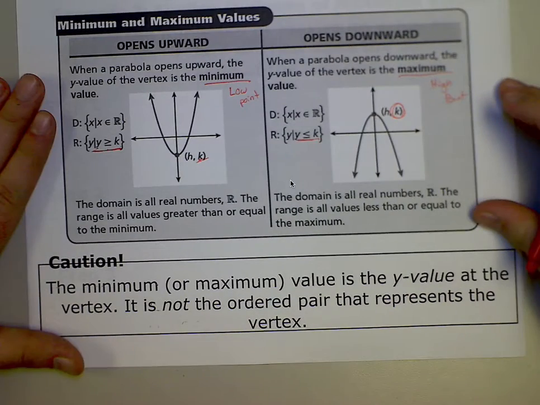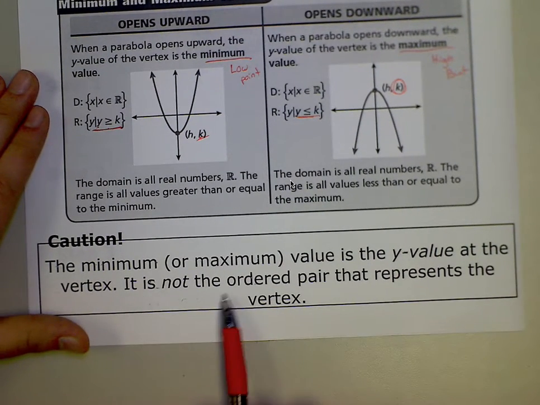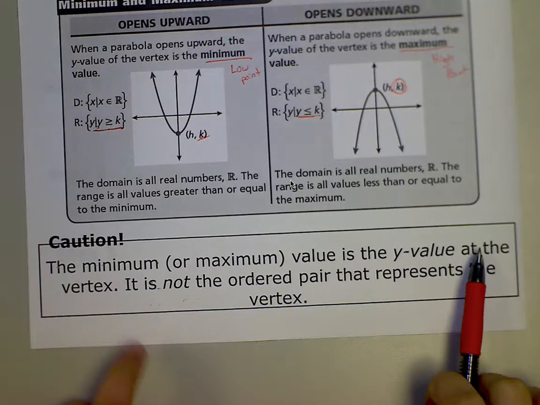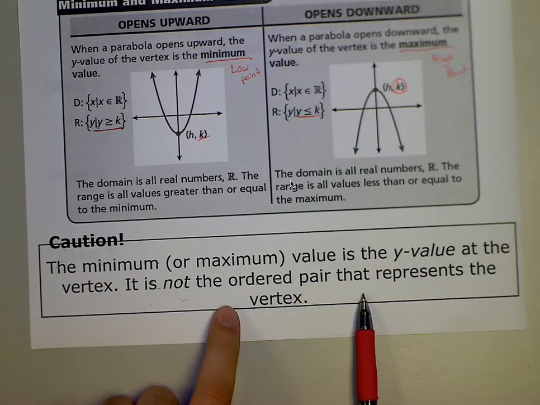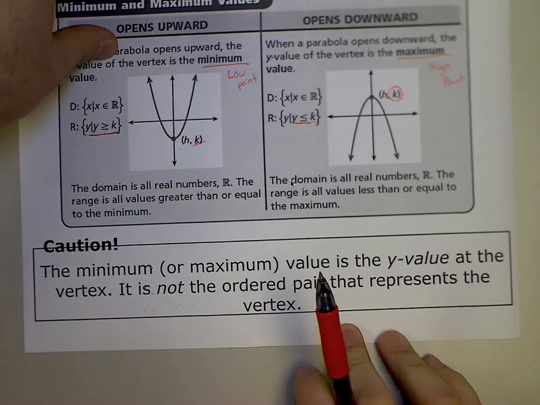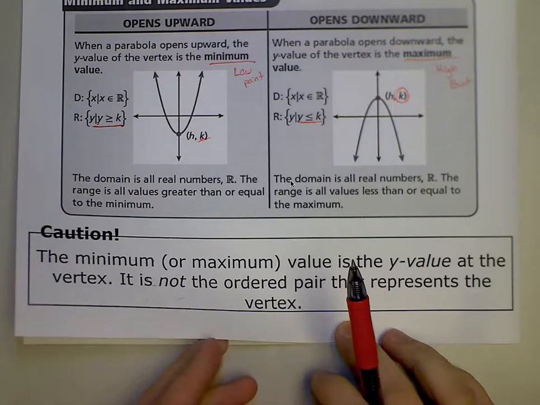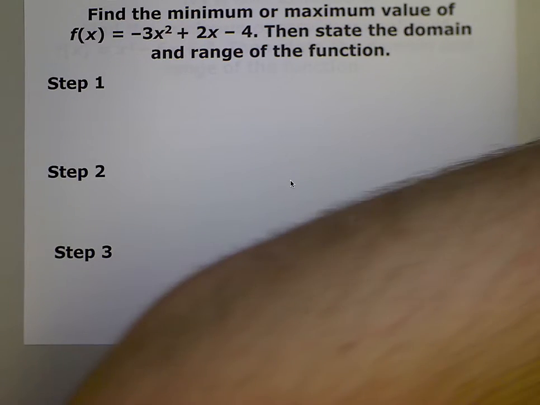I do want to quickly mention this again. We have this giant caution box here on the bottom, and it says that our minimum or maximum value is just the y value of that vertex. Here we were calling it that k coordinate. It's not the whole ordered pair, it's just the y value. That is something that if you did on a quiz or a test, you're going to get marked down for. You've been warned.